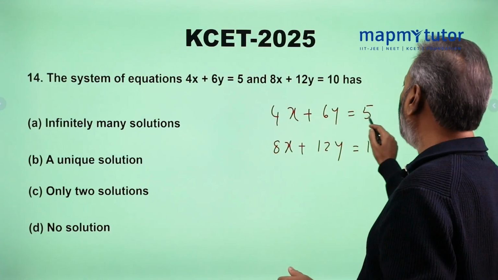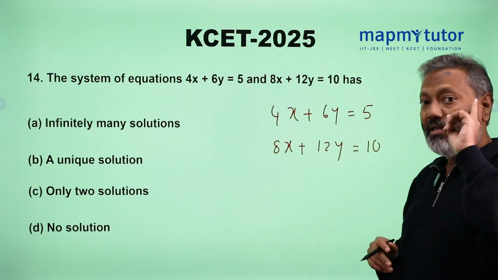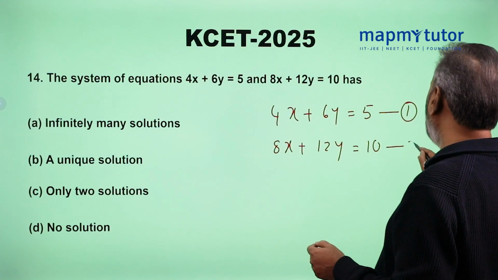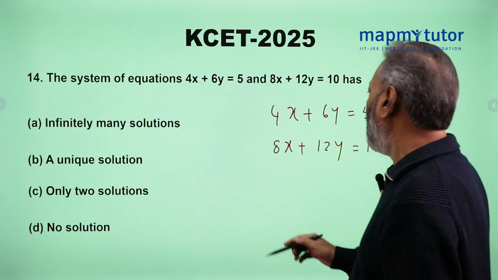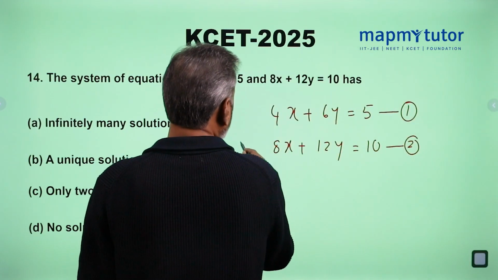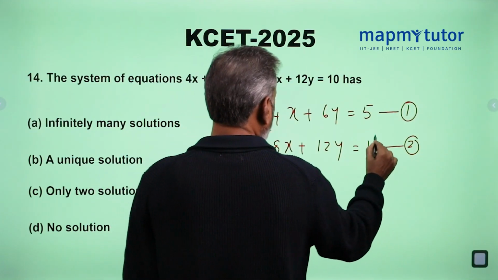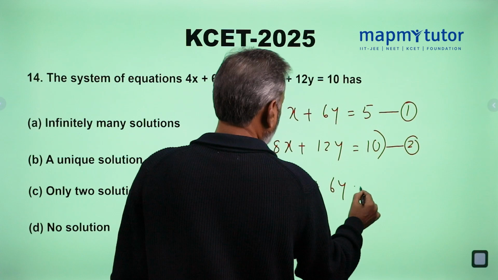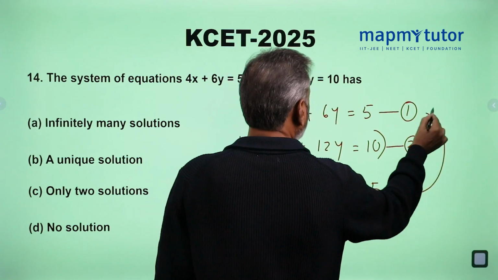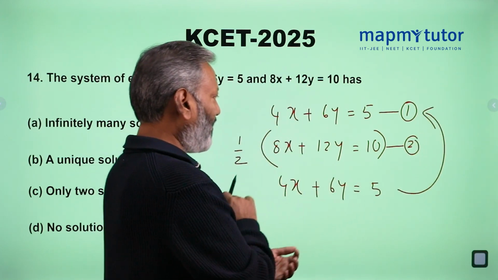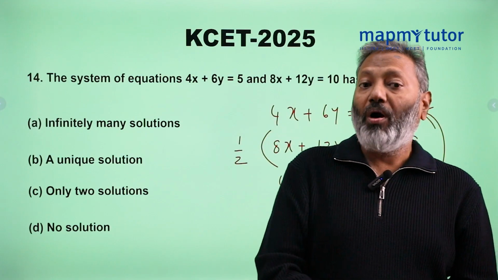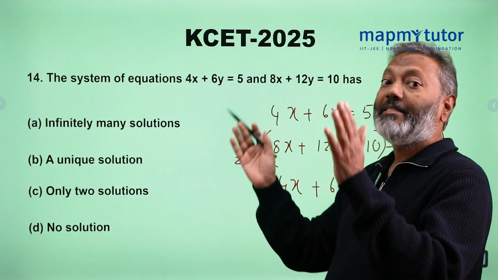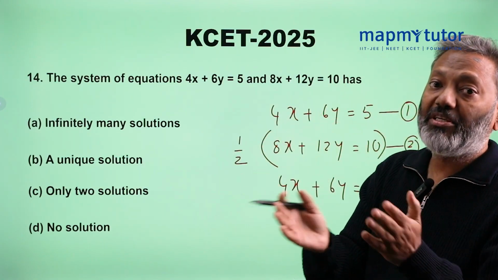We know every linear equation in x and y represents a straight line. So the first one represents a straight line. Second one represents a straight line. But do you observe, if I divide the entire second equation by 2, what will I get? Again the first one. 4x plus 6y equal to 5. That means whatever the two lines they have given us, they are coinciding lines because it is the same equation.